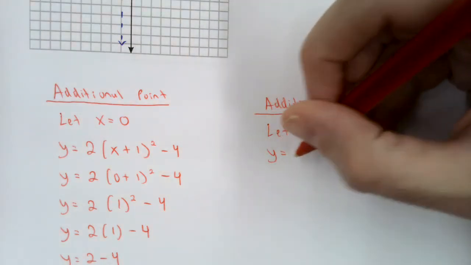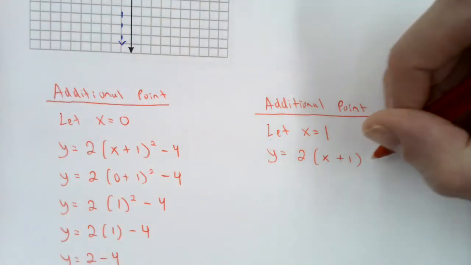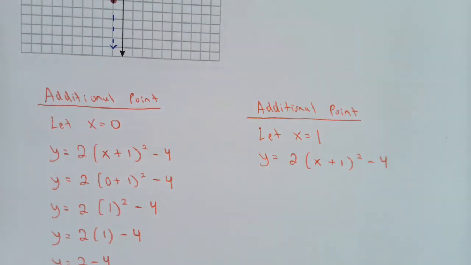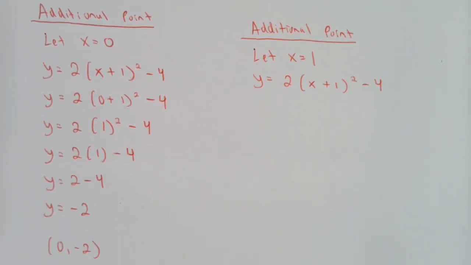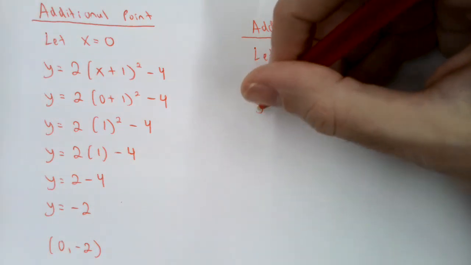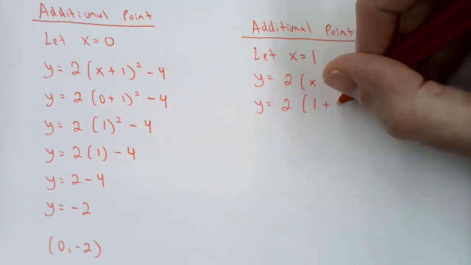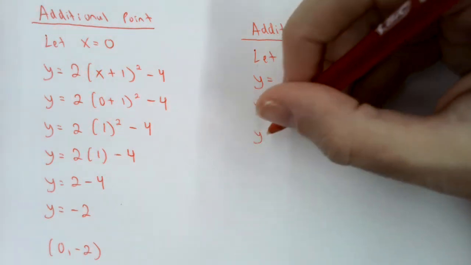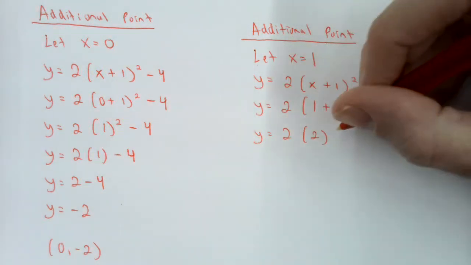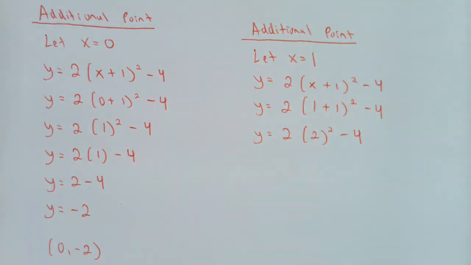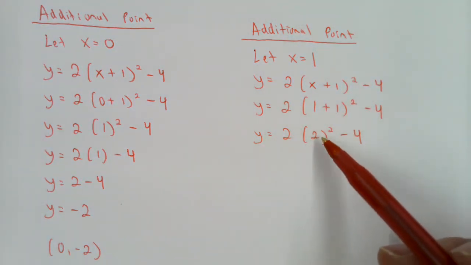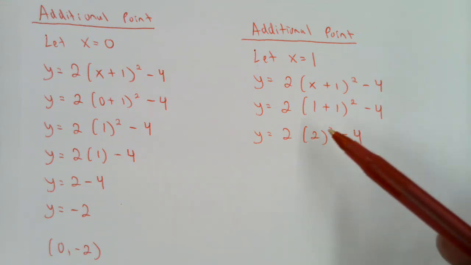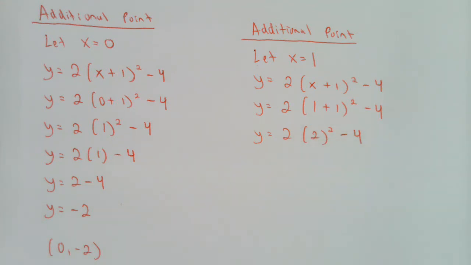I'll copy down the original problem. And let's substitute 1 in for x. So y equals 2 times x is going to be 1 plus 1 squared minus 4. And now order of operations. 1 plus 1 in the parentheses is 2. One step at a time until you're comfortable, okay? Don't do the multiplication next, so don't do 4 squared is 16. You got to do the exponents next. 2 squared is 4.